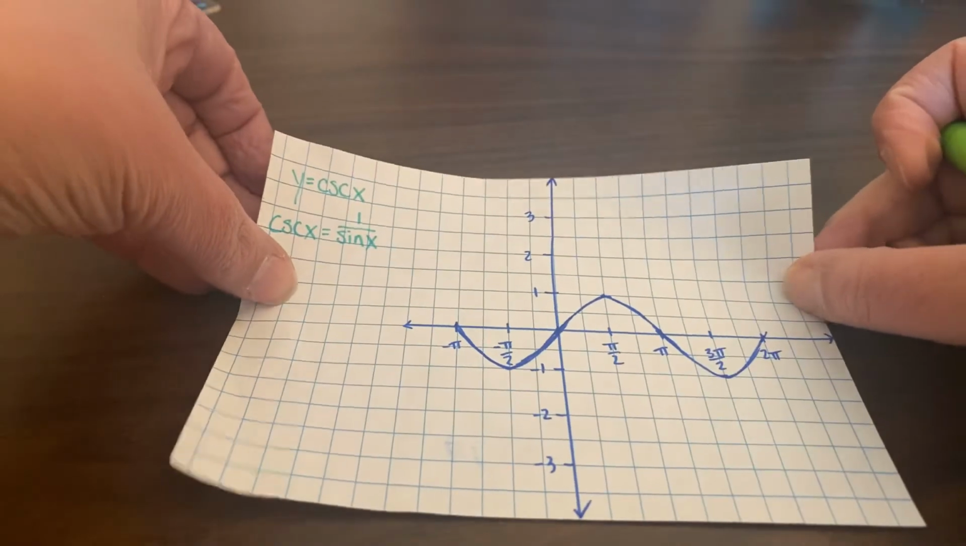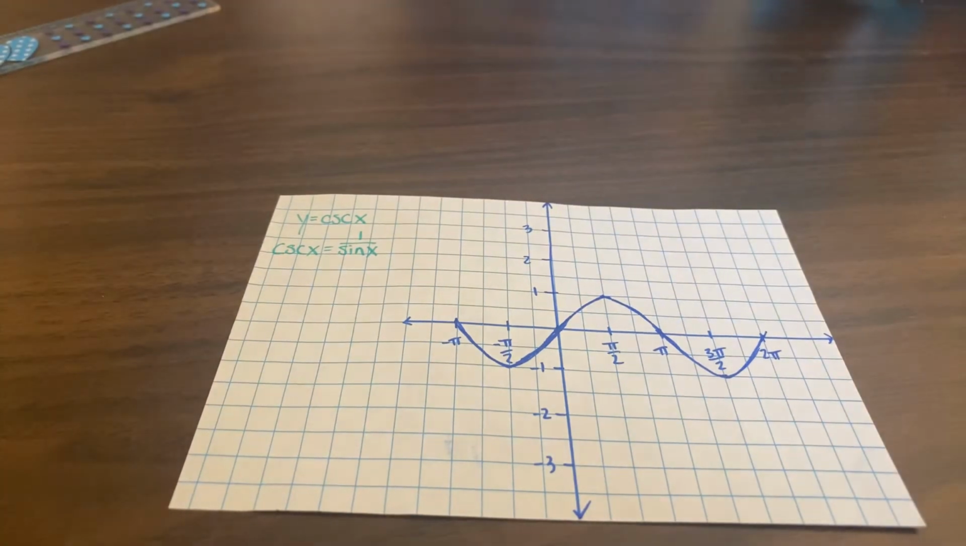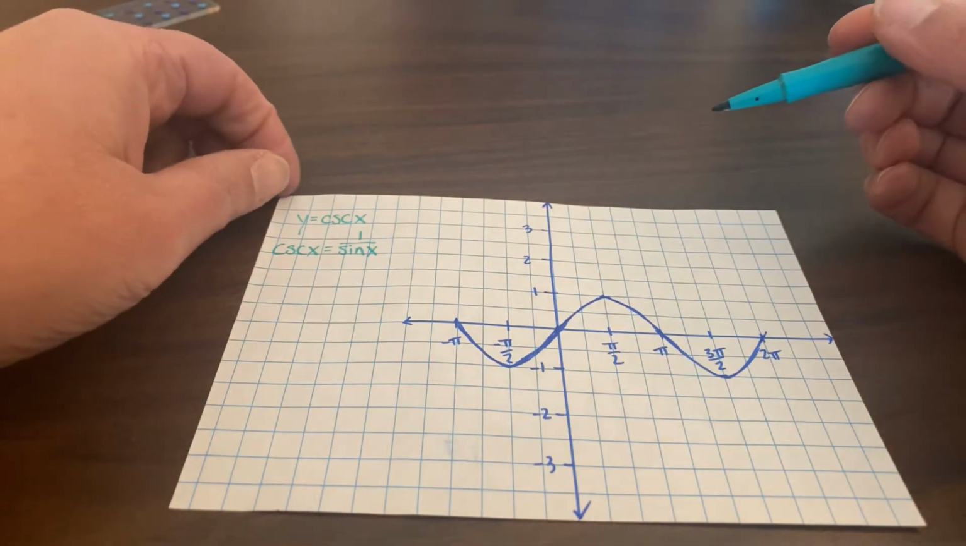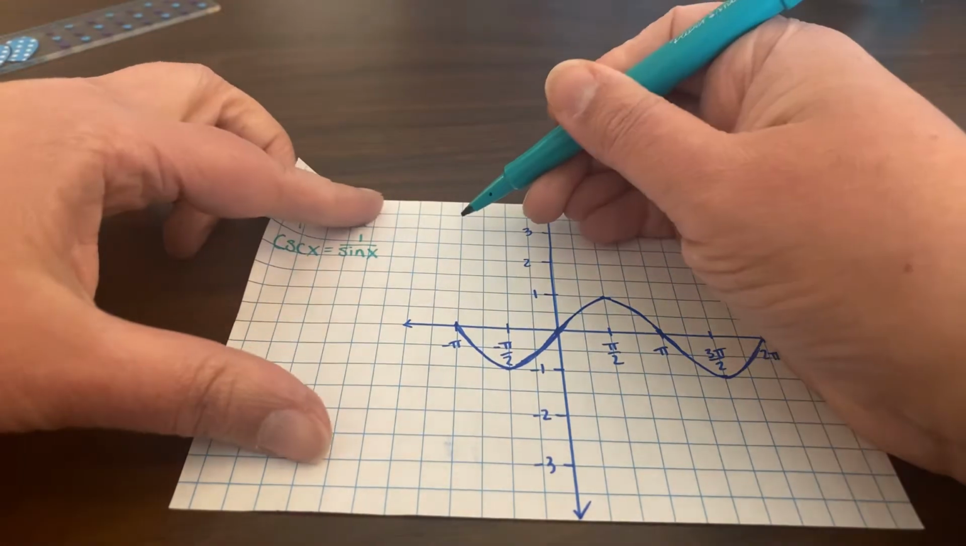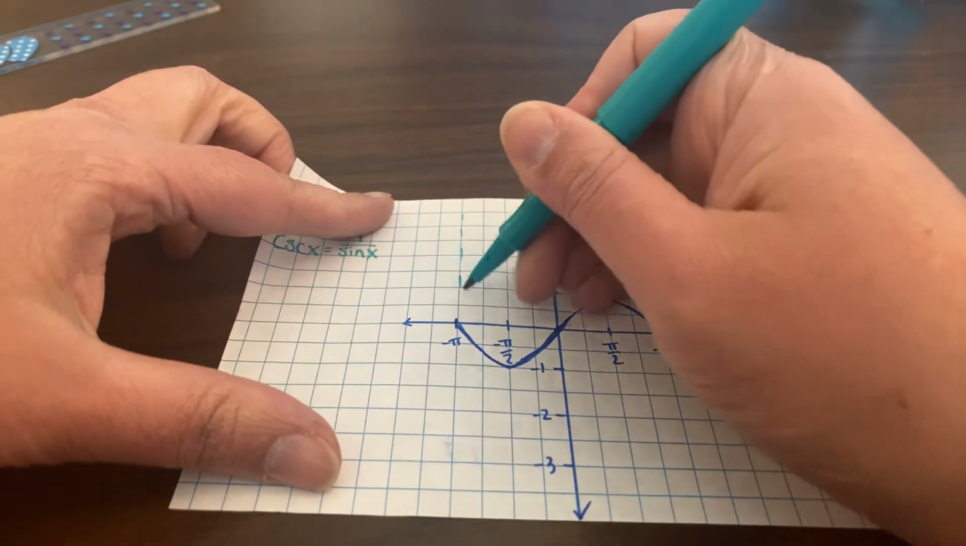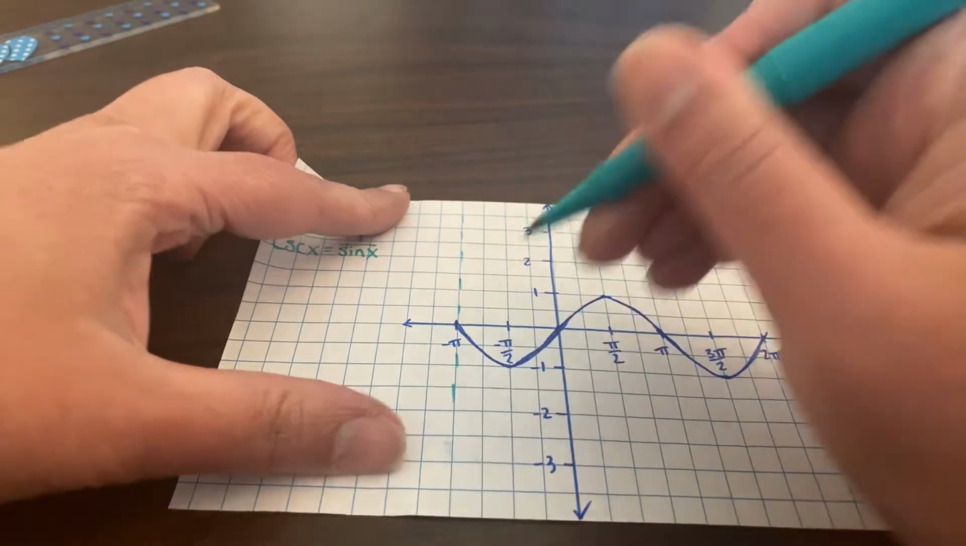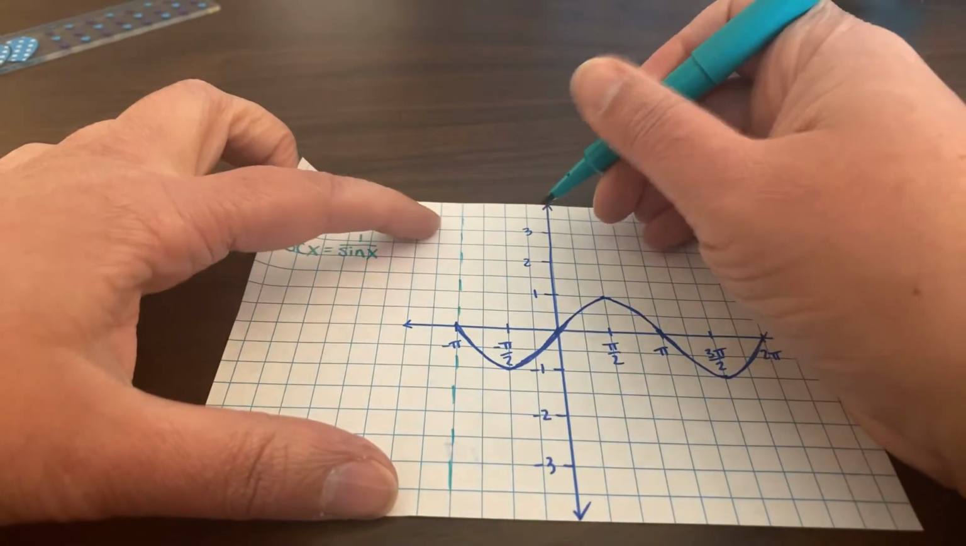We'll pause. Let's try the cosecant function. Right, the cosecant function is 1 over the sine function. It's the reciprocal of the sine function, right? And so, again, we have problem areas when the sine is equal to 0. So the first thing I'm going to do is go in and draw my asymptotes.